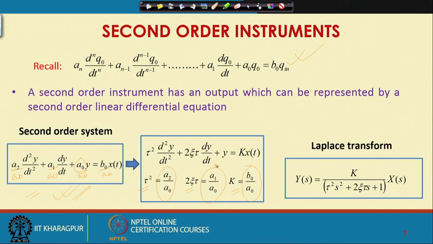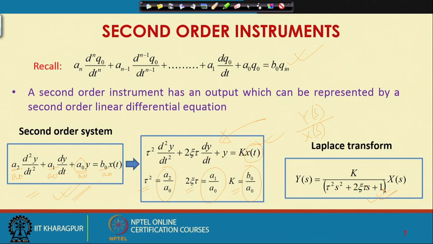So, the equation can now be written as tau square d square y dt square plus 2 zeta tau dy dt plus y equal to k into x t, where x t represents input function such as step input, ramp input, sinusoidal input, and so on. So, to get the transfer function of the second order instrument, I have to take the Laplace transformation of this equation and then take the ratio of Laplace transformed output by Laplace transformed input.